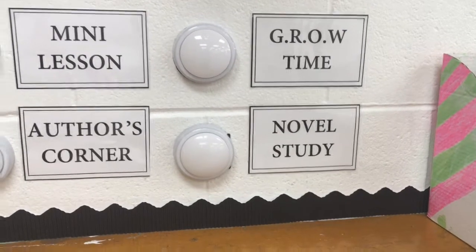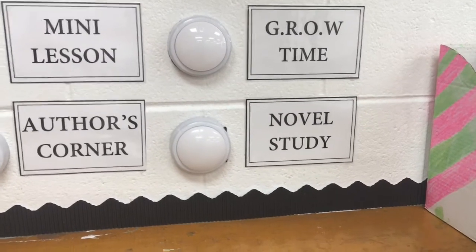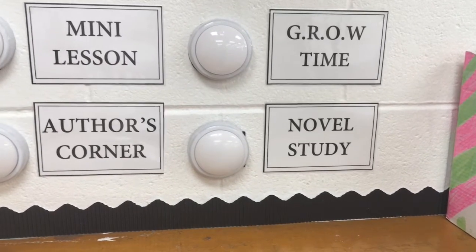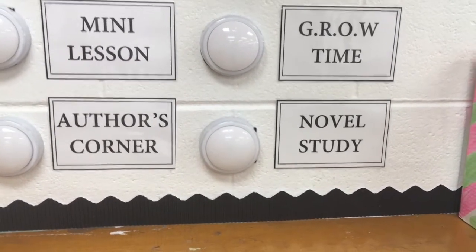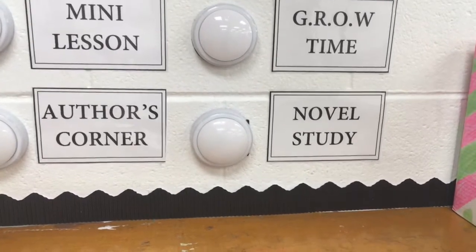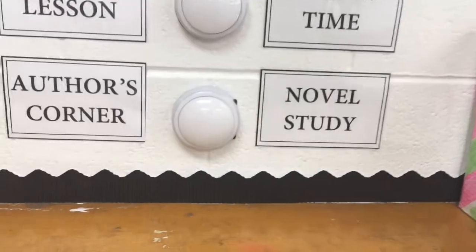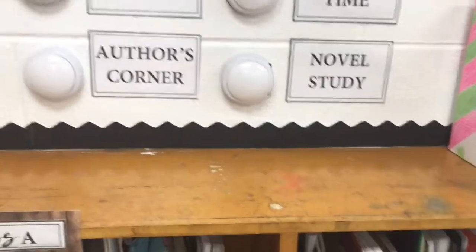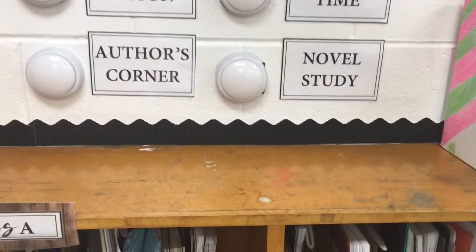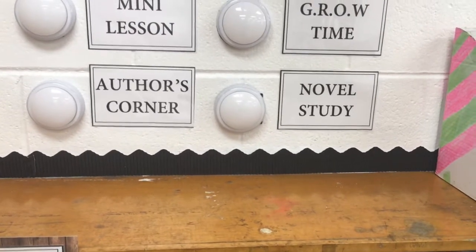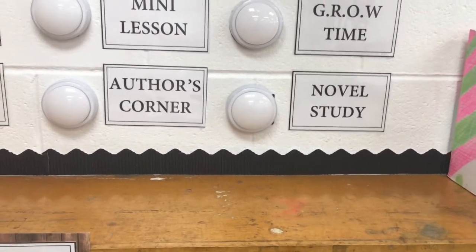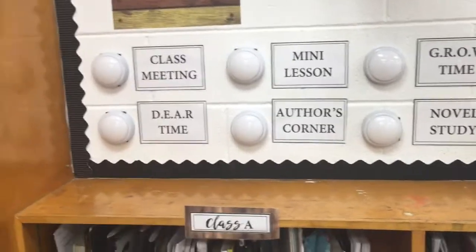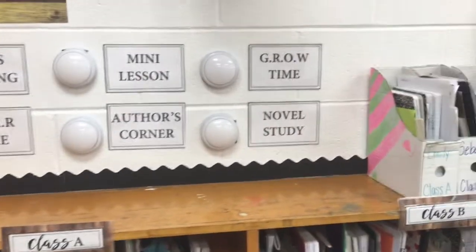G.R.O.W., I already explained, but after our reading mini lesson, we go into G.R.O.W., and that's what they do independently on their own unless I pull them for a small group or to do a running record or to do RTI or just some type of conference. And we do have a novel that we're working on. We're doing A Wrinkle in Time. So whenever we're just specifically working on A Wrinkle in Time, I light that up. And my students really like the book. I wish we had a little bit more consistency in reading the book, but of course, we have 100 other things going on.